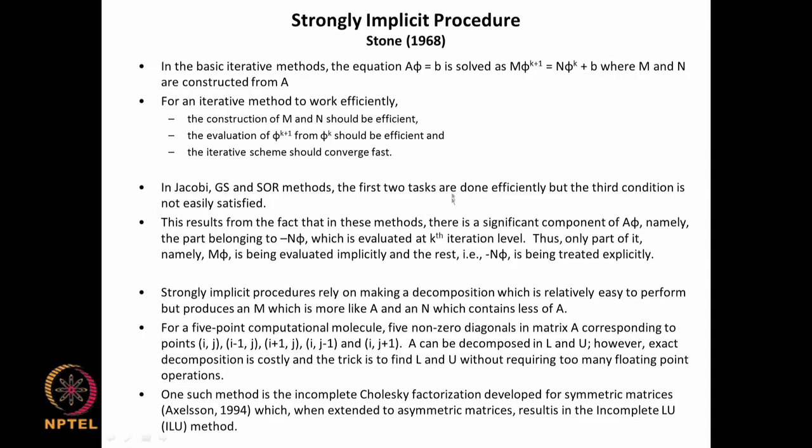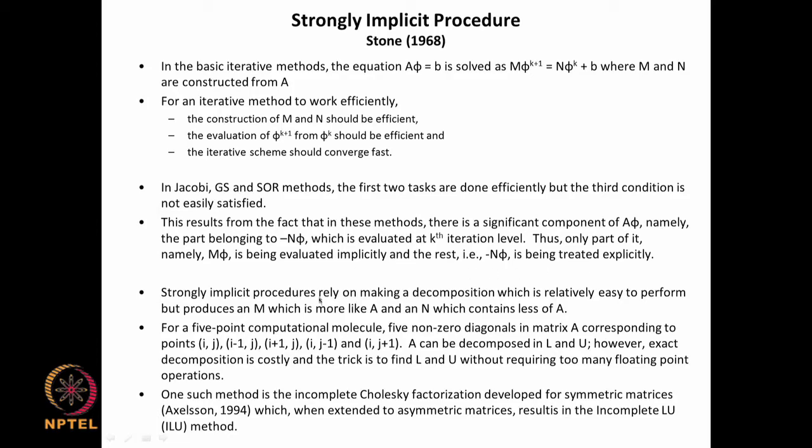So here we are looking at the decomposition of A phi into M phi^(k+1) equal to N phi^k, and the part of the A phi which belongs to M phi is being done implicitly, and the part of A phi which belongs to N phi is being done at the kth level. So that means only part of it, namely M phi, is being evaluated implicitly and the rest is treated explicitly, and this delays the rate of convergence.